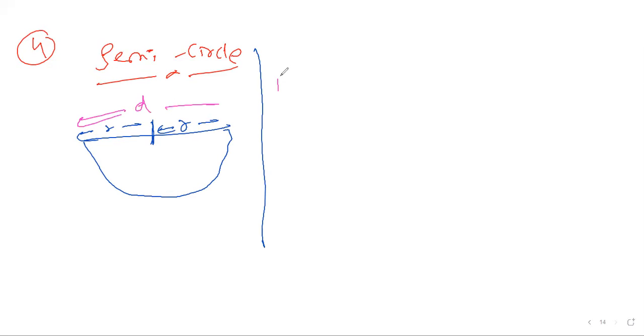Okay. Now, what is the area of a semicircle? Area of a semicircle means 50% of the circle. Pi r square by 2. 50% of pi r square, by 2. Okay, right? Pi r square by 2. 50% of your area.